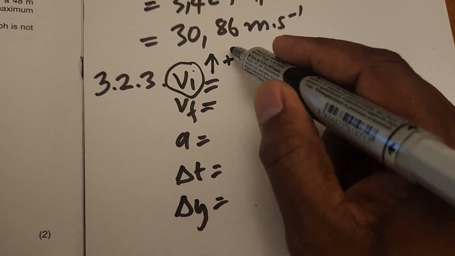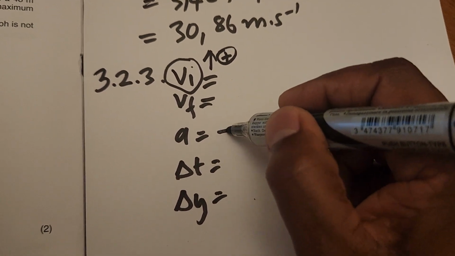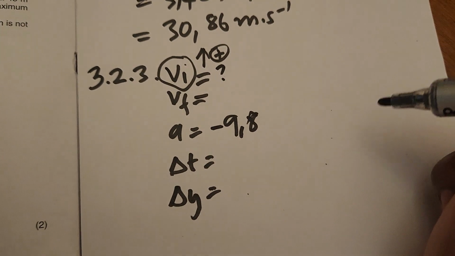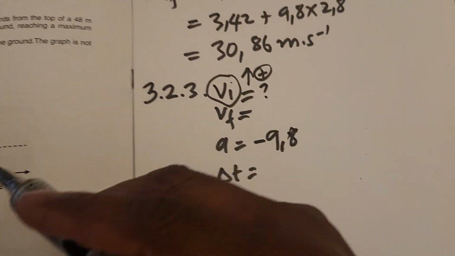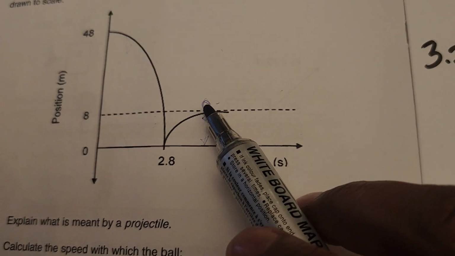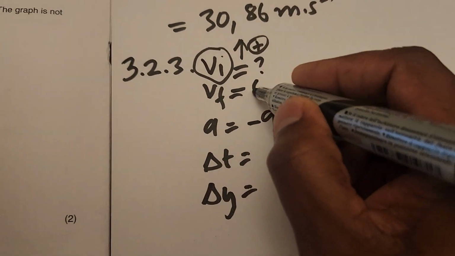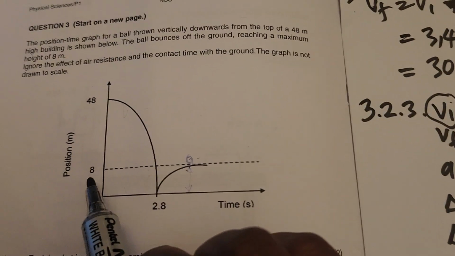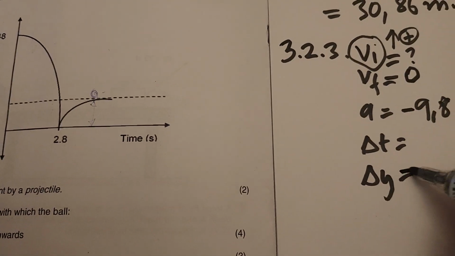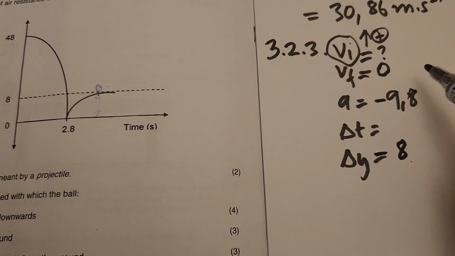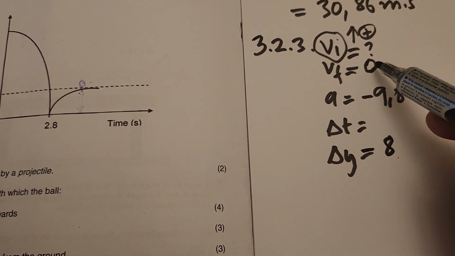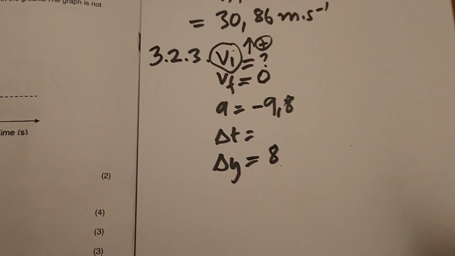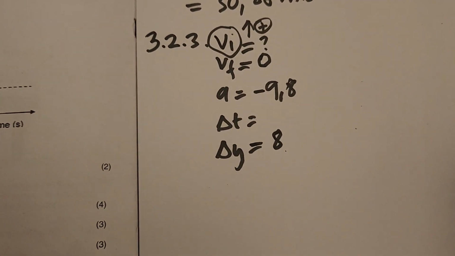Therefore, we take upward as positive. A becomes negative 9.8, and VI I don't know. It's the one I'm calculating. I know from here to here the final velocity at the top will be 0. I need one more. Delta Y is given. Delta Y will be 8 meters. Now I've got 1, 2, 3. I need the 4th one. So I go over the formula without delta T.